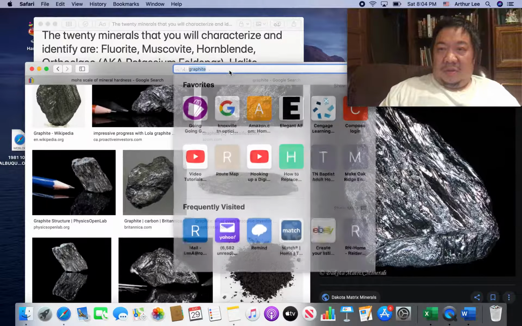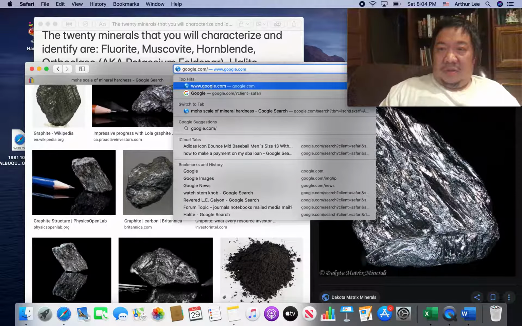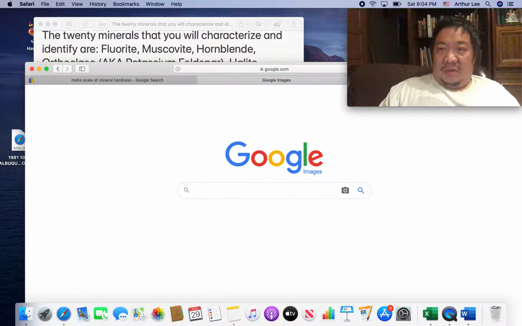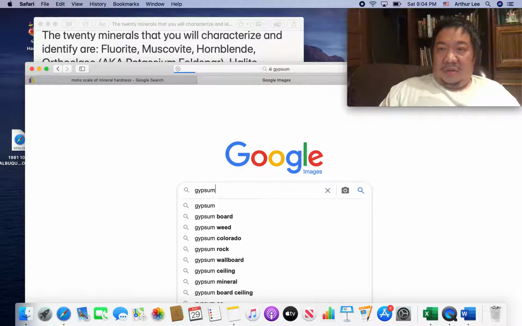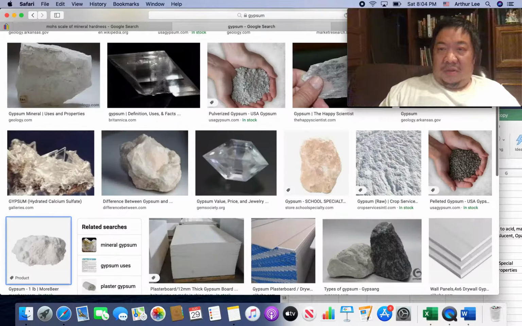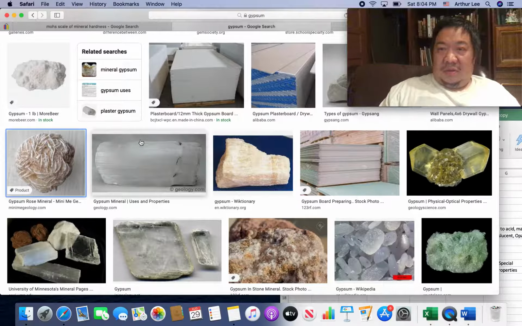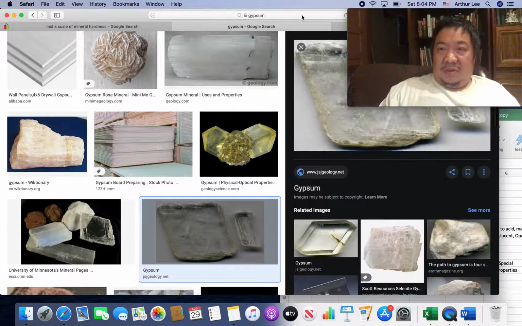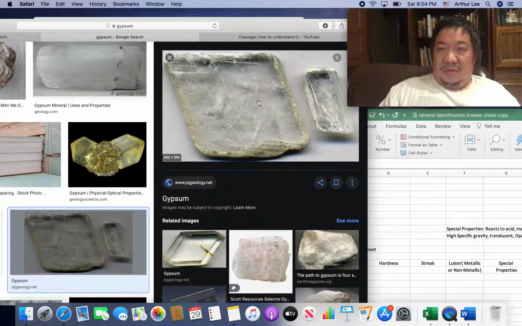Next mineral we're going to look at is called gypsum. Gypsum looks like this. It's usually translucent. It's not opaque. You can scratch it with your fingernail.